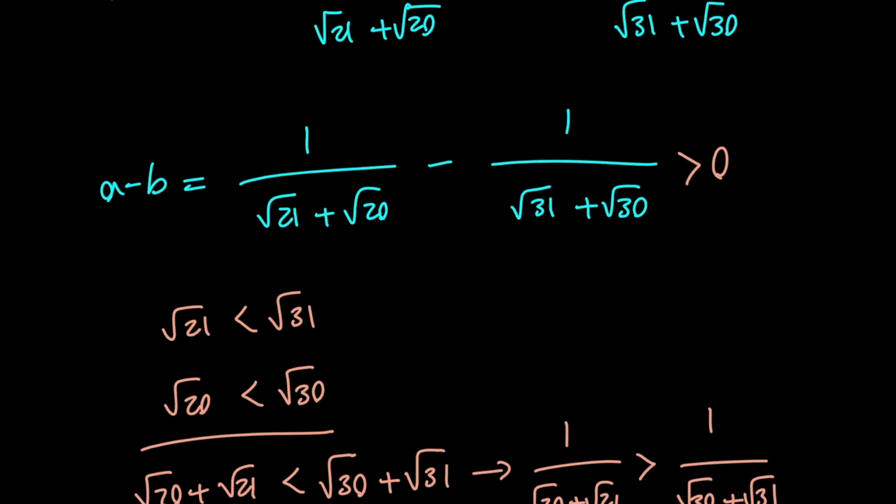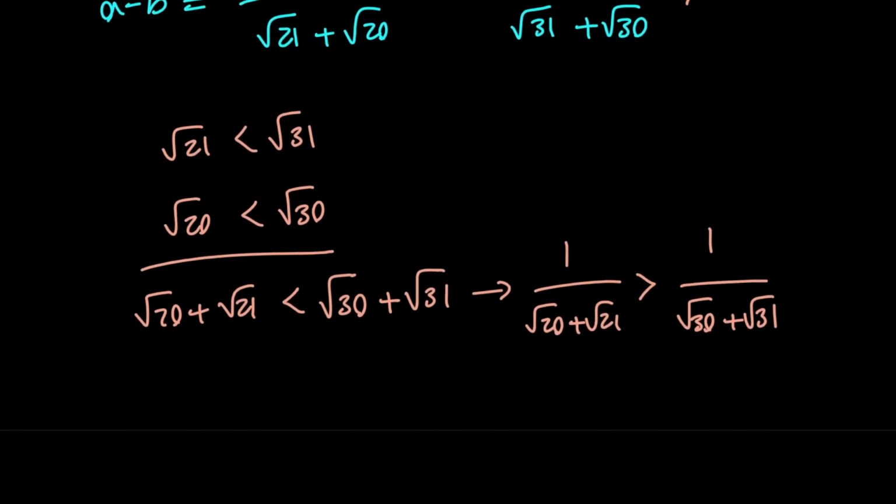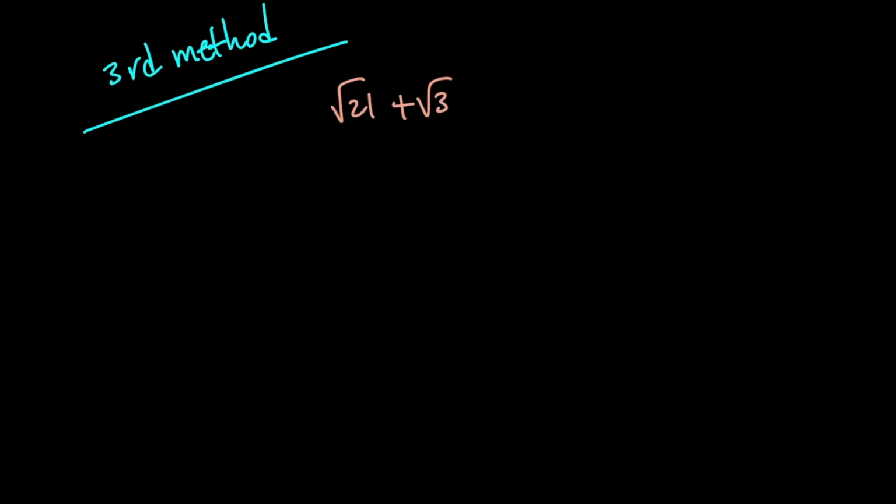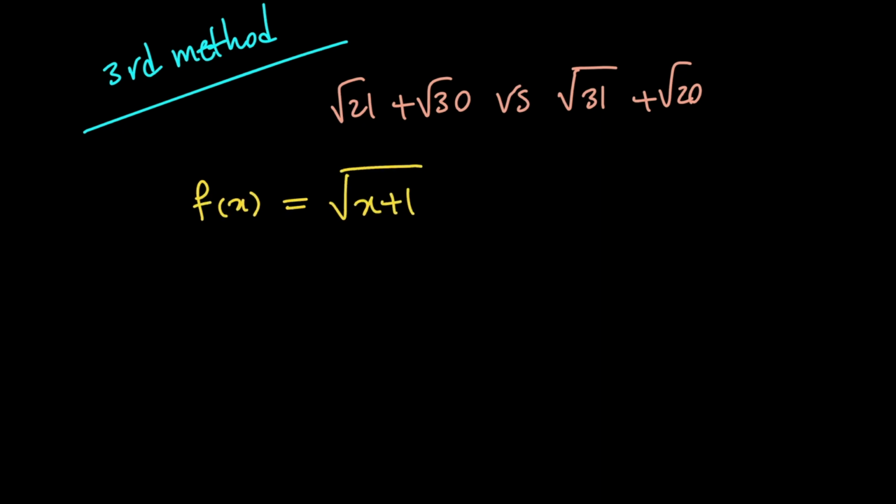Great. So this was the second method. Let's go ahead and take a look at the third method, which involves calculus. So again, we want to compare the square root of 21 plus the square root of 30 with the square root of 31 plus the square root of 20. Great. Now for that, we're going to go ahead and consider the function f of x equals the square root of x plus 1 minus the square root of x.